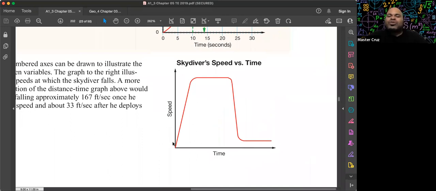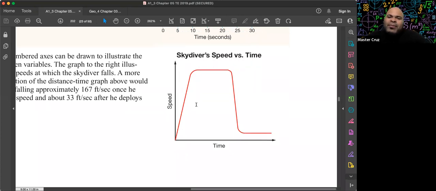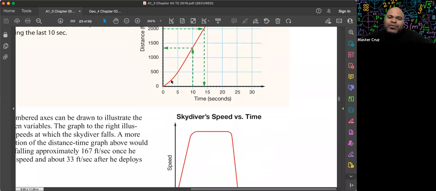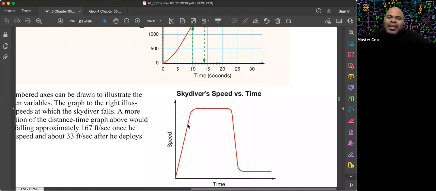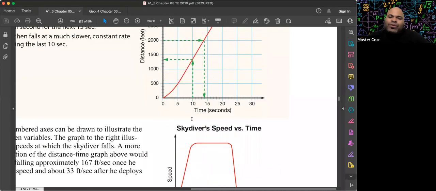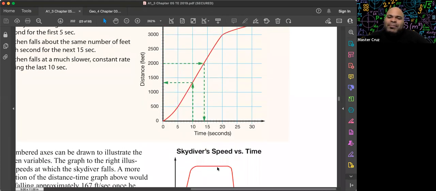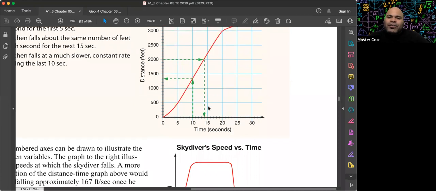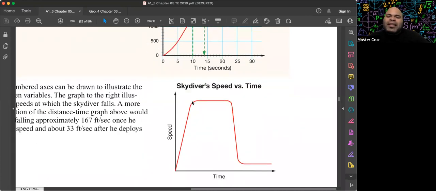How about if we describe the speed of that skydiver? What is going on with this speed? Well, it looks like at the beginning, the speed he was accelerating, right? It was moving faster and faster every time. And that's why here, the first 5 seconds, the speed was dramatically increasing.